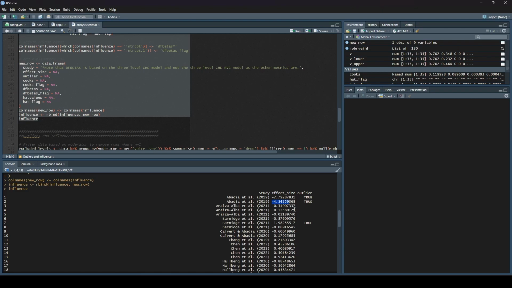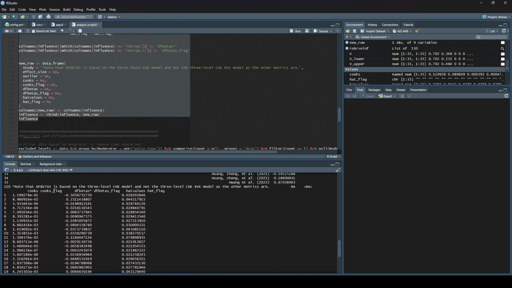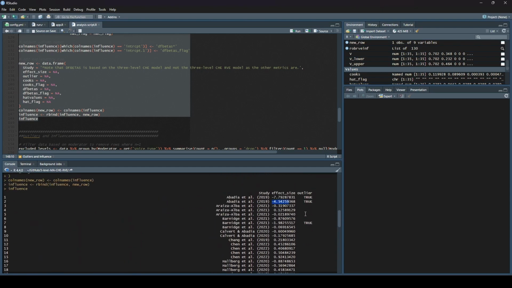The study was not notably different than others in the sample. Since these were not influential studies, if you look down here at our Cook's D, DFBETA, and hat flags, they were not significant, so they were not significantly influential. In this case, I left these the same as they are. I did not downsize them or change them. I just acknowledged that they were outliers and moved on.